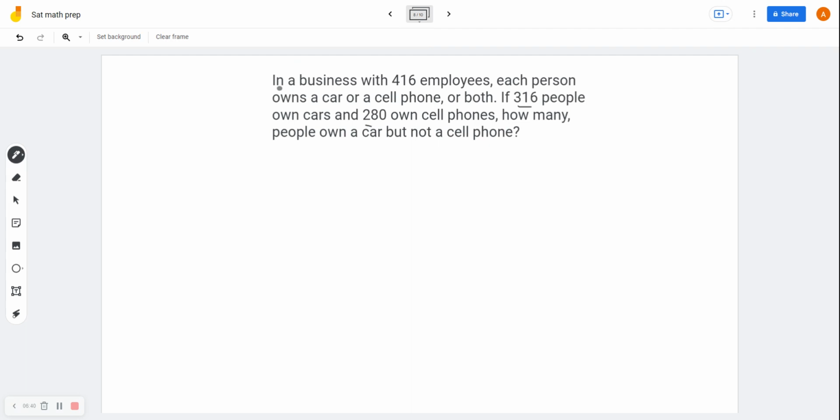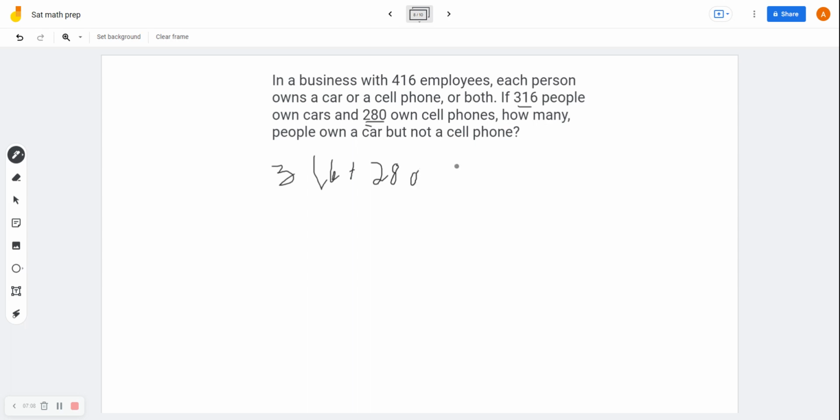Next one. In a business with 416 employees, each person owns a car or a cell phone or both. If 316 people own cars and 280 own cell phones, how many people own a car but not a cell phone? So all we need to really do here is add these two. So we add 316 plus 280.